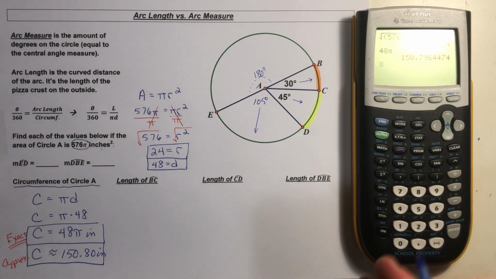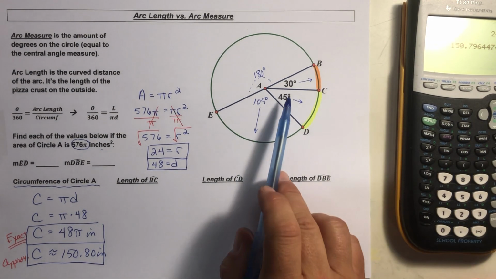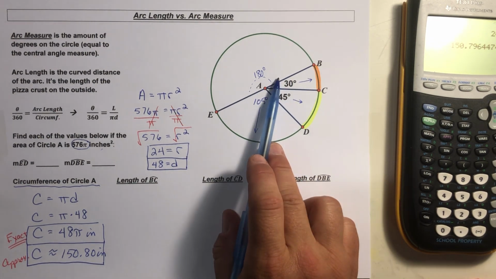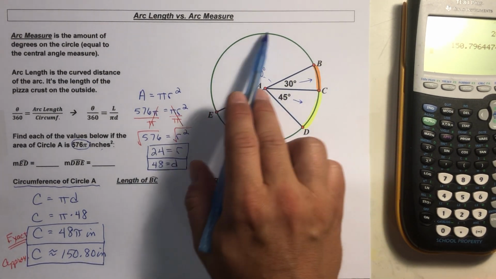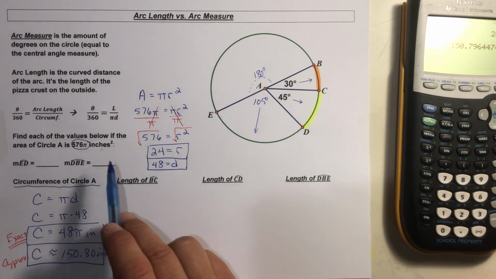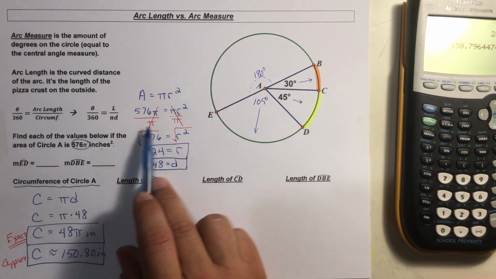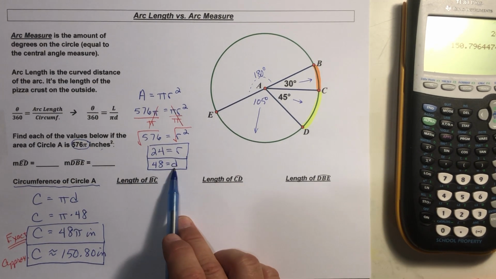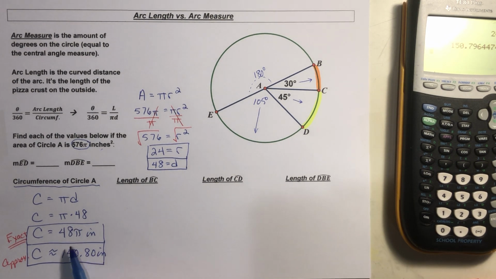All right, so at this point in time, guys, I think it's been pretty straightforward. We found each of the angle measures, which means we found each of the arc measures. They gave us the area of the circle. We worked backwards to find our radius and diameter, and now we know the total distance around the circle, 48 pi, or about 150.8 inches.